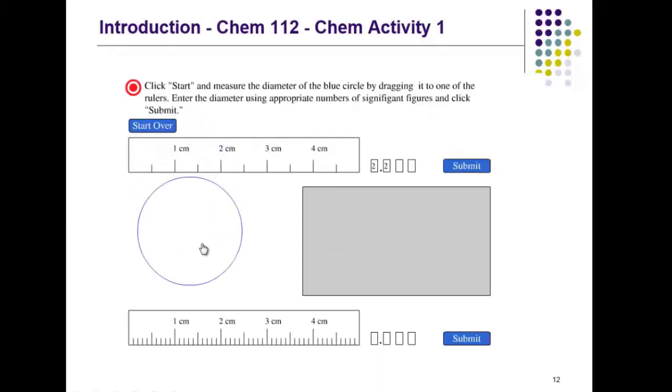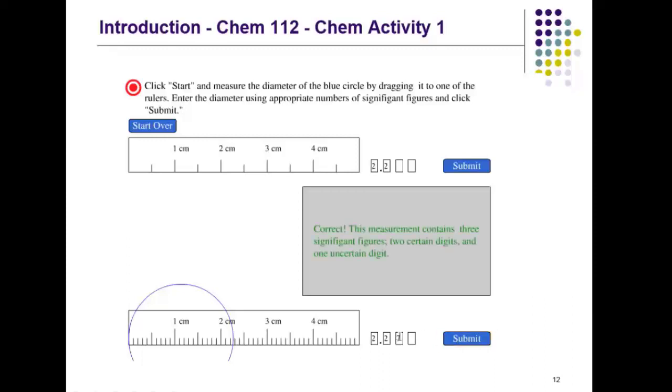Let us now use a more precise ruler. If we move the circle down and try to line it up appropriately, we are certain about the 2 and the second 2 in the first decimal place, but we're guessing about the second decimal place. We think the number might be 2.27, so we try this number. When we click Submit, we're told that the number is correct. Let us also try 2.28. This is also considered correct. Again, we are guessing at the second decimal place.